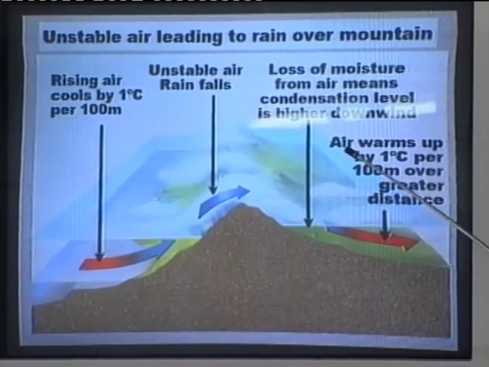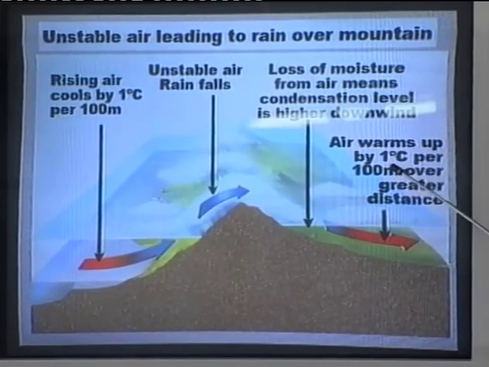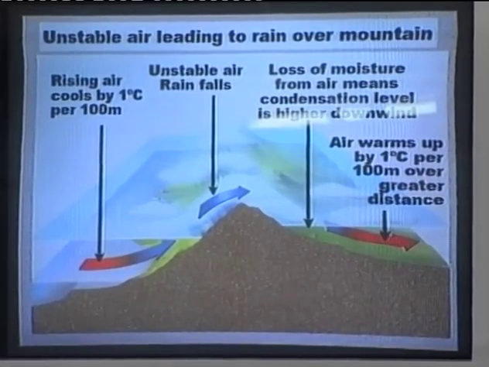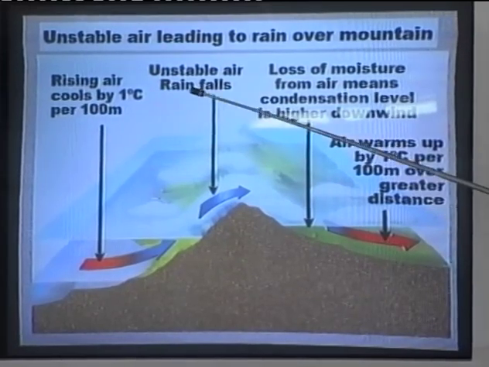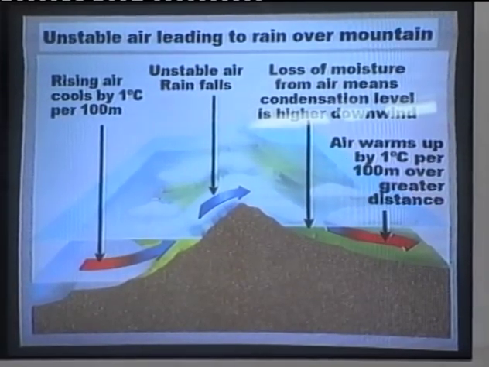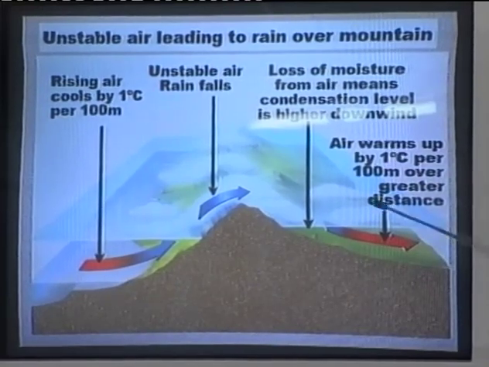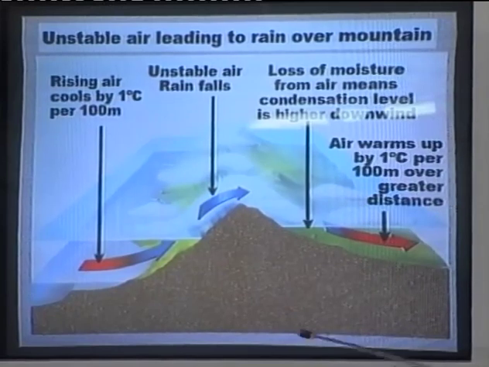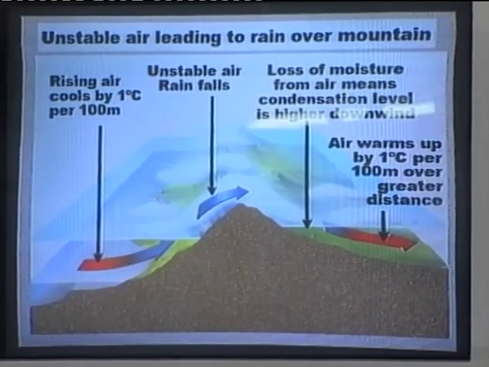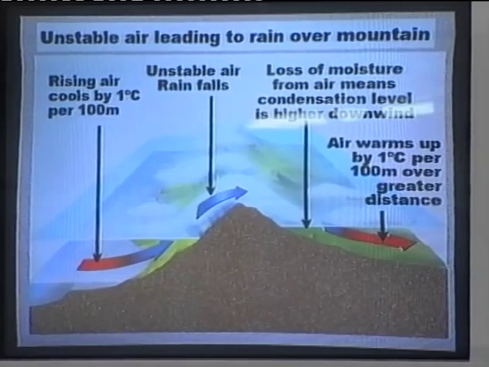Downward, air warms up by 1 degree Celsius per 100 meters over a greater distance. So from this side, as it rises, the air cools by 1 degree Celsius. As it comes down, the same approach occurs here. Air is warmed up every 100 meters as you move downwards.